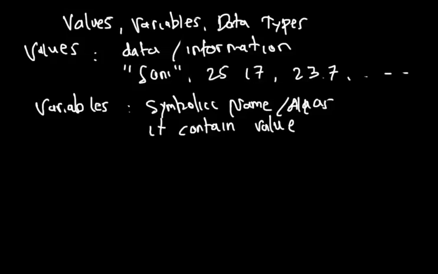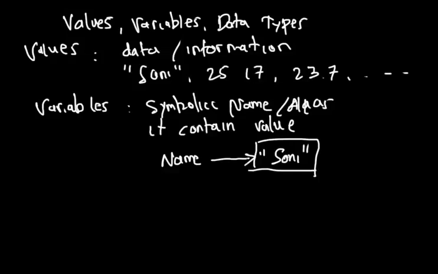Let's say we have values Sony. Now we want to give a symbolic name for these values. Let's say the name is name. This is a symbolic value for these values. So there is a value. Now we create a new name to refer to these values. So this is a variable, or age that refers to 25, for example, and so on and so on. These are called variable names.